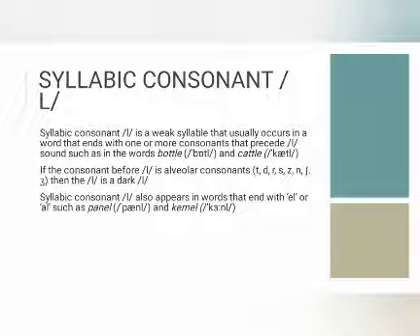Next is the syllabic consonant L. A syllabic consonant L is a weak syllable that usually occurs in a word that ends with one or more consonants that precede the L sound, such as in the words battle and cattle. If the consonant before L is an alveolar consonant, including t, d, r, s, z, and sh, zh, then the L is a dark L. Syllabic consonant L also appears in a word that ends with el or al, such as panel and canal.